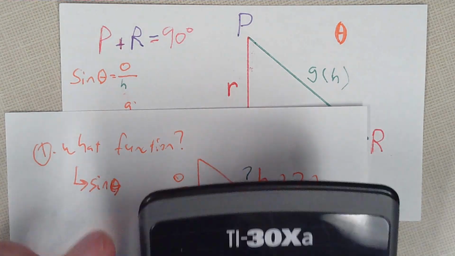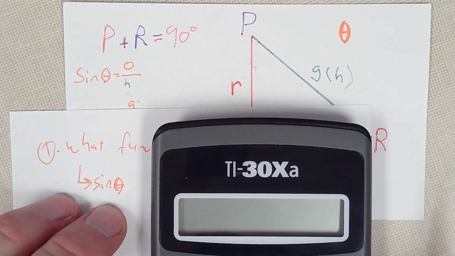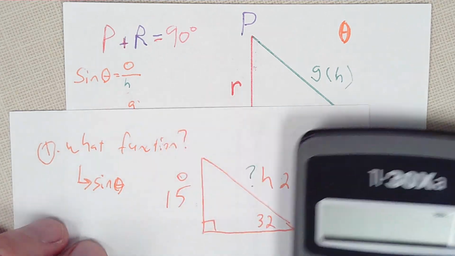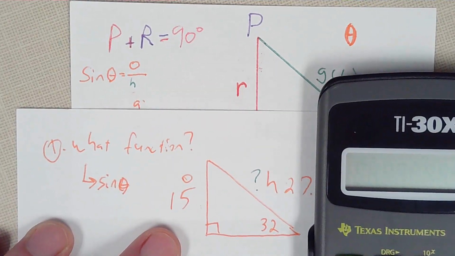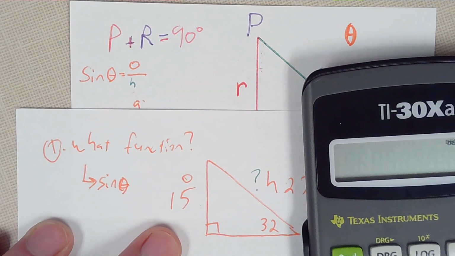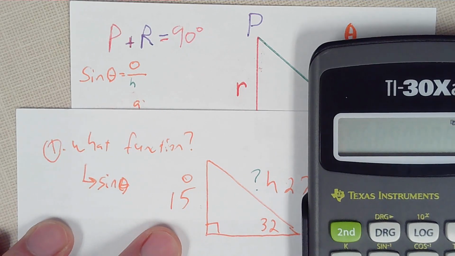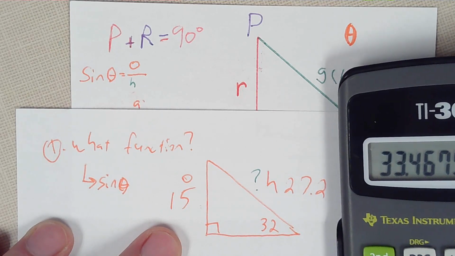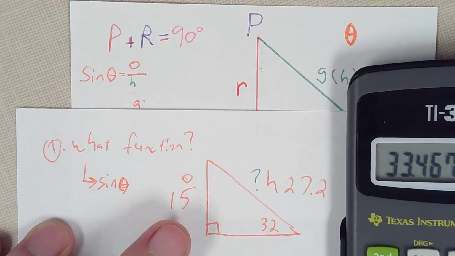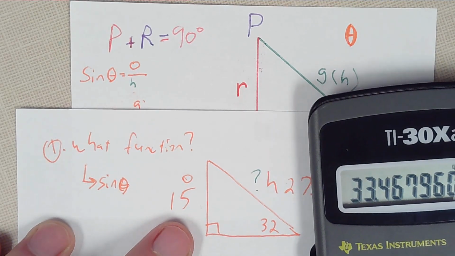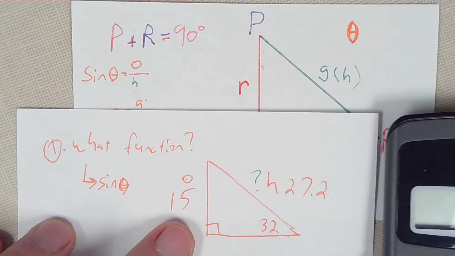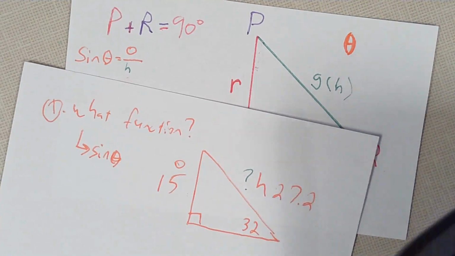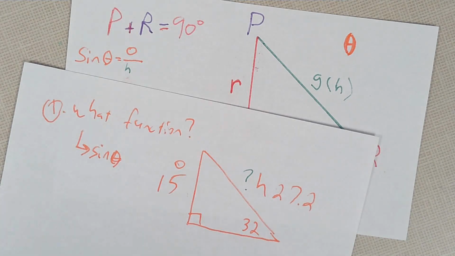Oh, it's in radians. That's the problem. Let me turn it off and turn it back on. Okay, all right, so I'm going to go 15 divided by 27.2 equals second arc sine, and there we go, it's 33.46. The difference is a little bit of the rounding that I did. Okay, so there you go. Those decimals matter a lot in trigonometry.